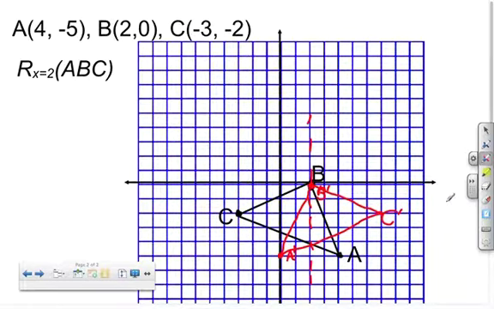I hope this helps as you're doing problems 13 through 18 of reflections in your Congruence 2.6 assignment this weekend. Good luck.